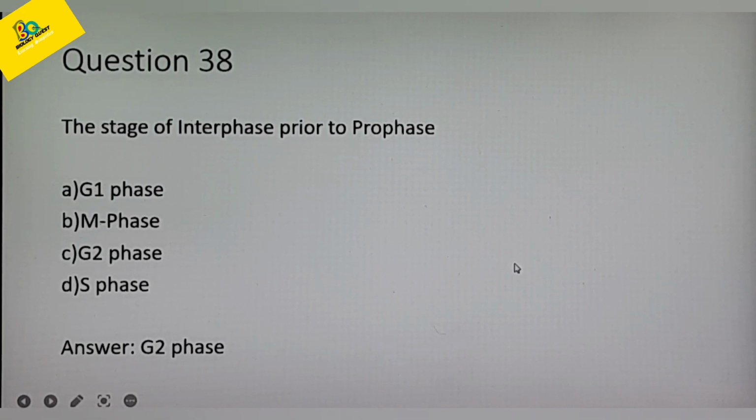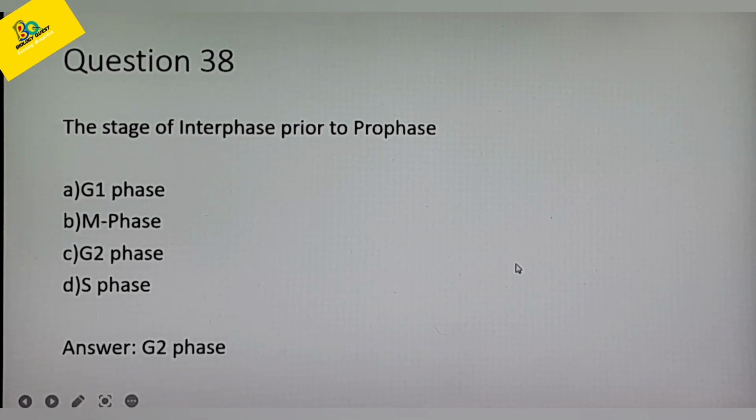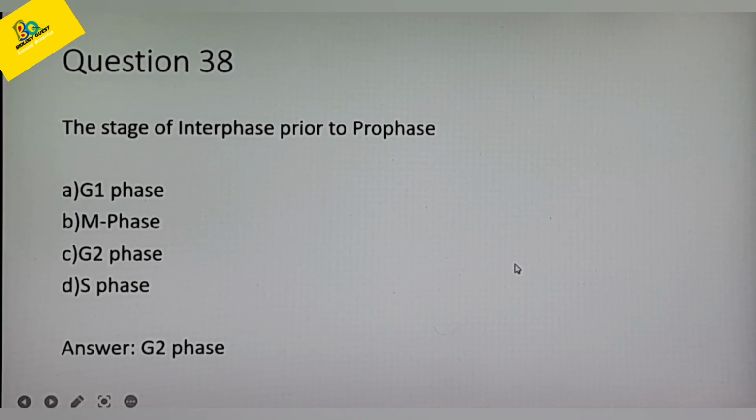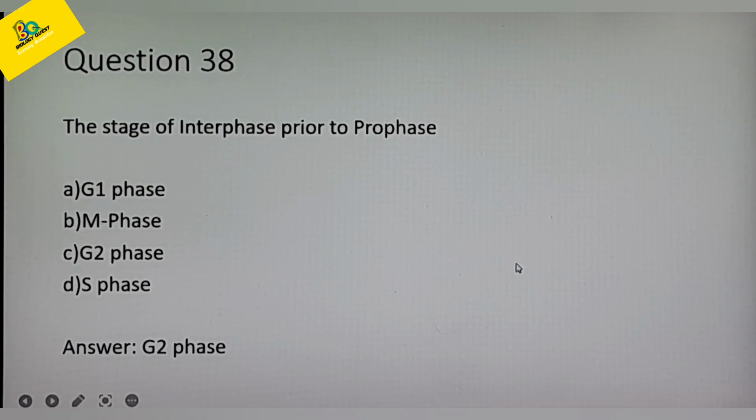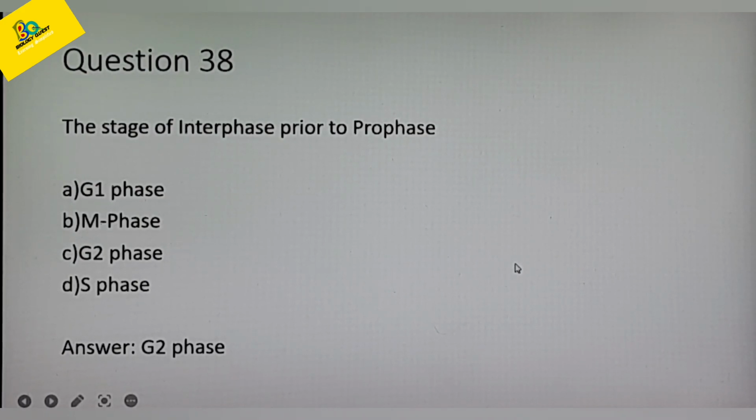Then comes the G2 phase, where more amount of RNA and proteins etc. are produced. The cell organelles duplicate. So all these take place in the G2 phase, and after the G2 phase, the M phase or the mitotic phase begins. The first phase of mitosis is prophase. So the correct answer is option C, G2 phase.